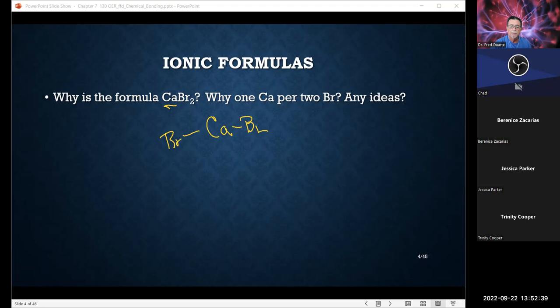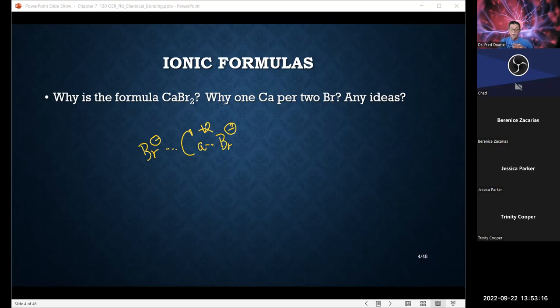Let me do it this way. We have calcium in the center with a +2, and we got one bromide over here with a -1, one bromide with a -1. Okay, hopefully you're picking up on this here, because you can see that each bromide has a -1. How do you know it's got a -1 charge? Look at its position in our periodic table. It's in group 7. It will pick up one electron. Picking up one electron gives it a negative charge. Okay. How do I know calcium is a +2?